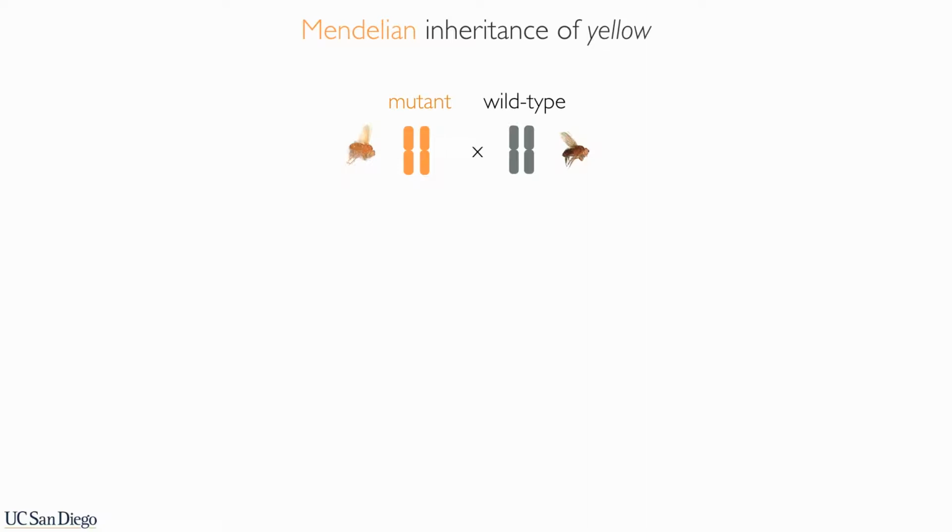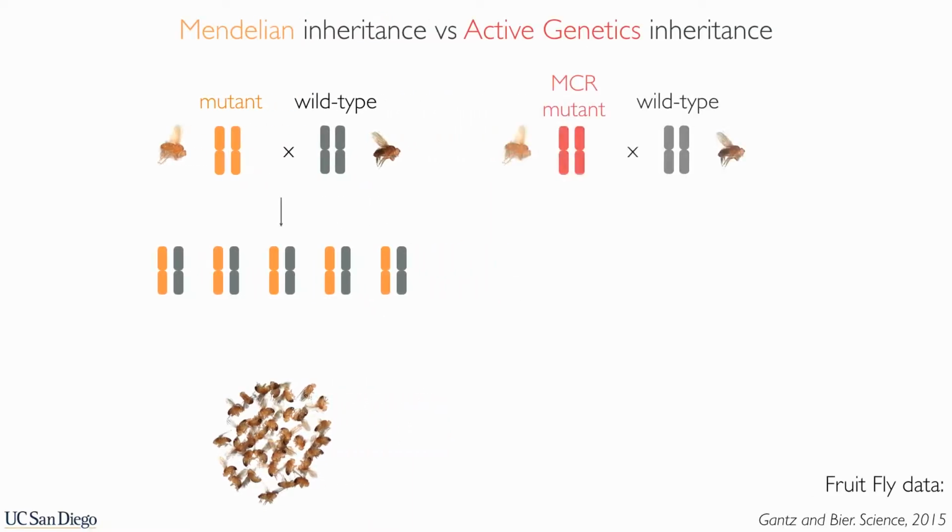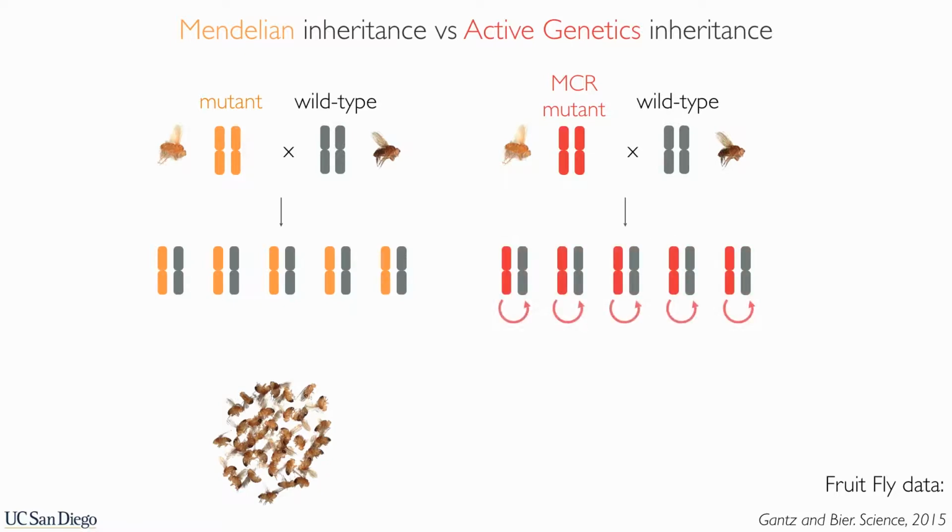When you cross these two flies, you obtain heterozygous progeny, with one good copy and one bad copy. These heterozygous progeny all look dark just because they have one good copy that makes the pigment, and one good copy is enough to make them look dark. Now, when we did the same exact cross with an MCR allele, an insertion into that gene, yellow, that disrupts it, we saw that in the progeny we observed this conversion, with almost 100% conversion to that specific phenotype.